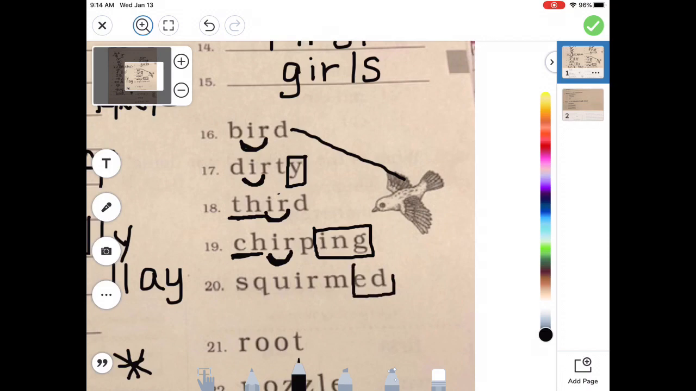Well, number 20, what do you see? I've got that ed ending, so I need to box it off. Then what else do I have? Ooh, I see a QU. I know they go together, so I'm going to put that arc so I know that they go together and just say qua. What else do you see? I see IR, which is a letter combination, so I'm going to put the arc under there to connect those. So now I have squirm, and then add the ed. Squirmed.